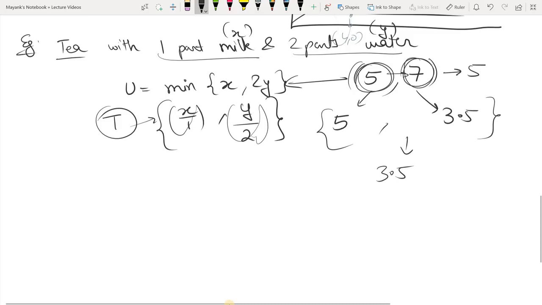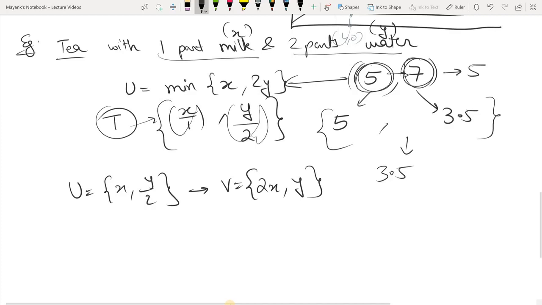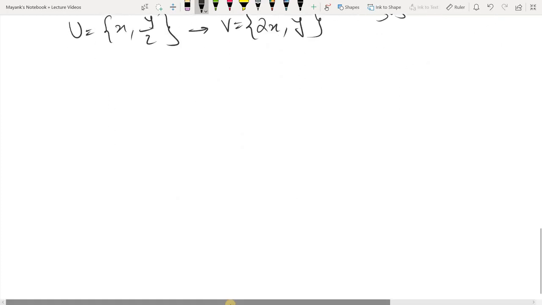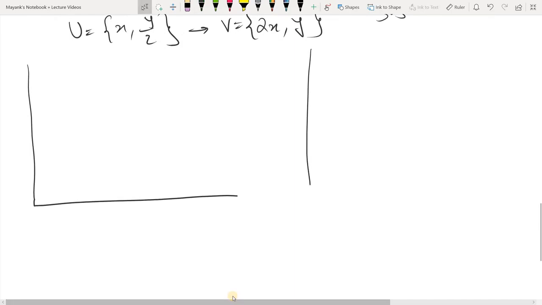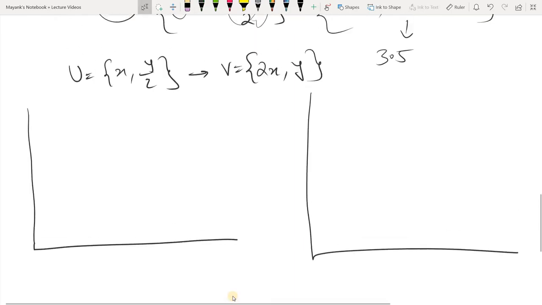Okay. So how do I plot this? Once I reach this point, utility equals min of x comma y by 2, you can do a monotonic transformation and multiply the entire thing by 2 and write v equals min of 2x comma y. You can work with either of these two things. As I show, the results do not change whatever I do. So I'll plot both these things here.